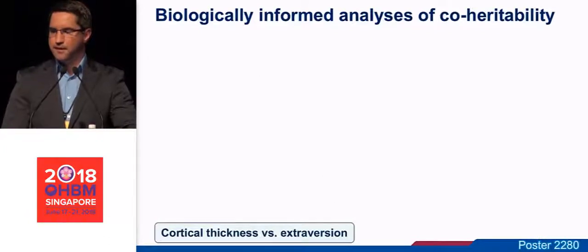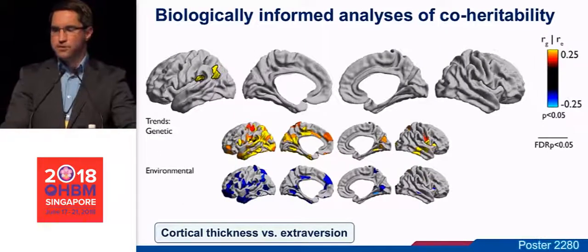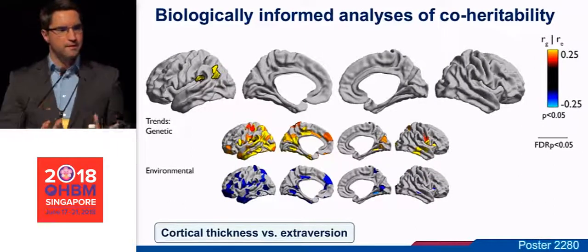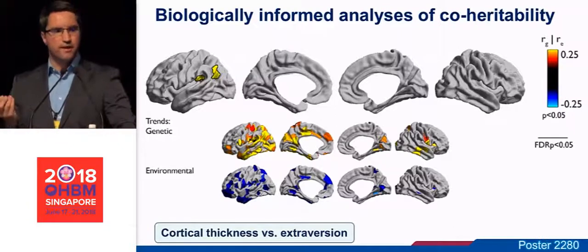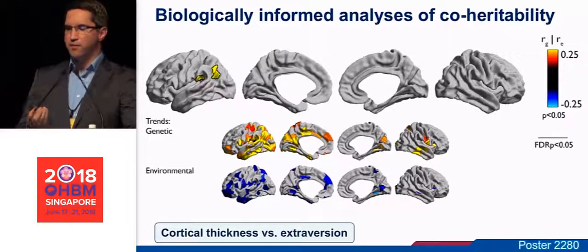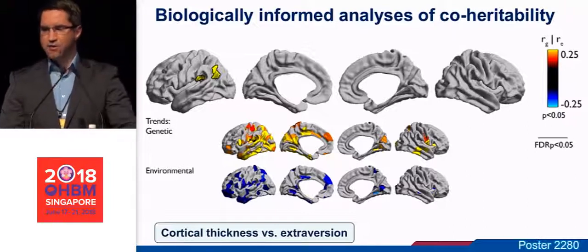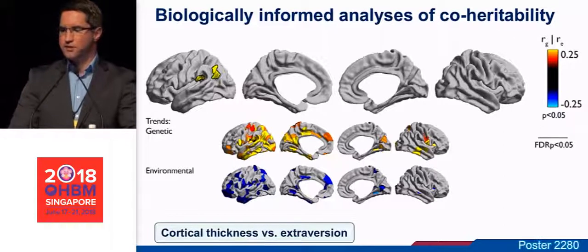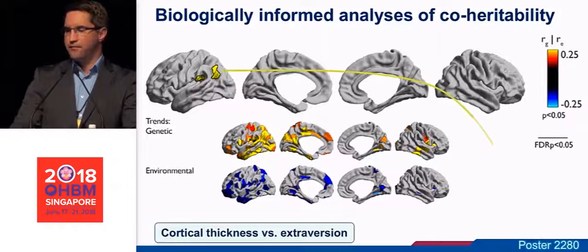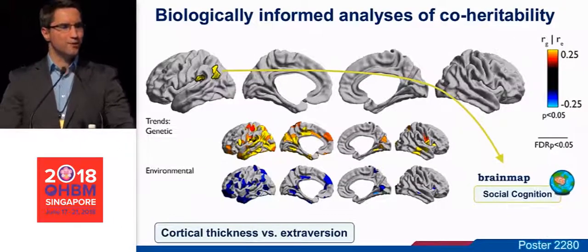Extending that work, we also looked at co-heritability between brain and a behavioral phenotype. In that case, it was personality traits from the NEO-FFI, and we saw, for example, a very specific co-heritability between extraversion, the trait of extraversion, and cortical thickness in only two parts of the brain, marked here in yellow on top. In particular, the strongest hit was the temporoparietal junction, and this area, very nicely, in the BrainMap database, was associated with social cognition.